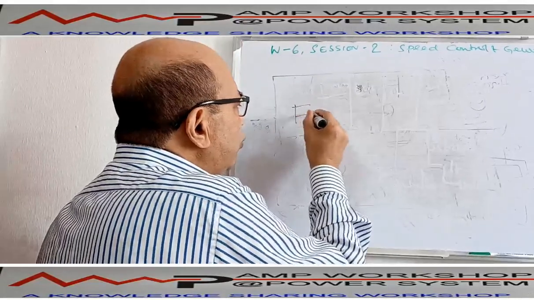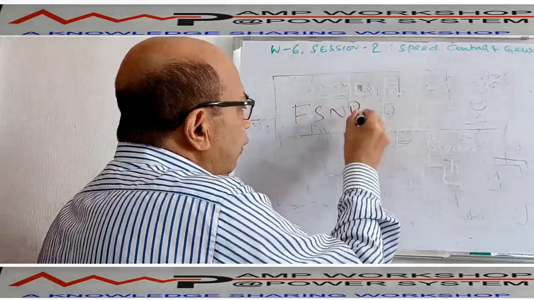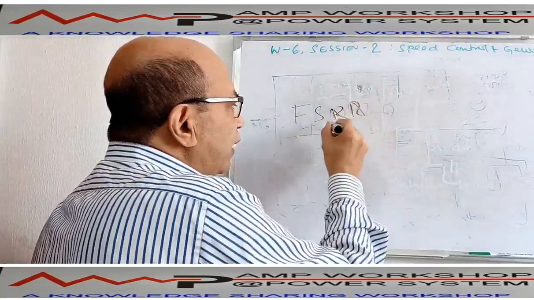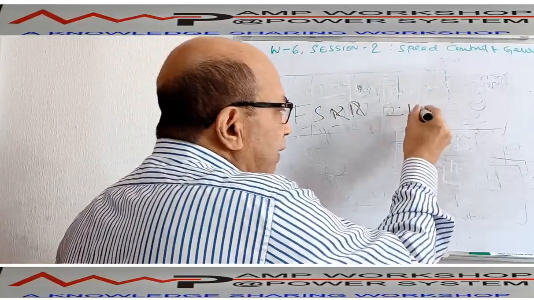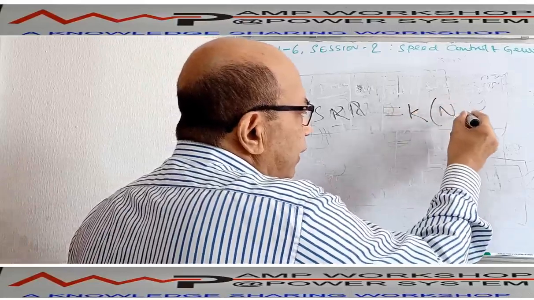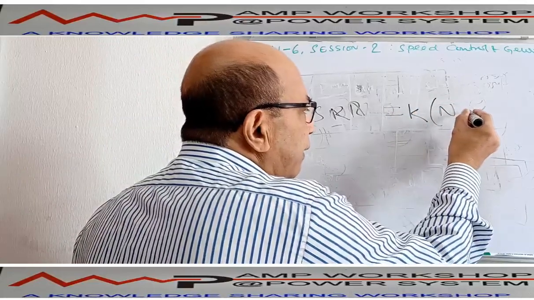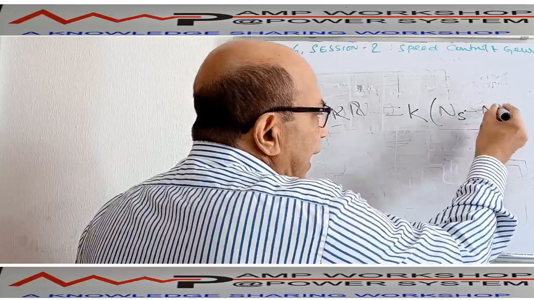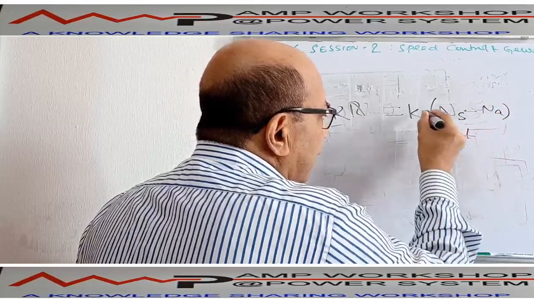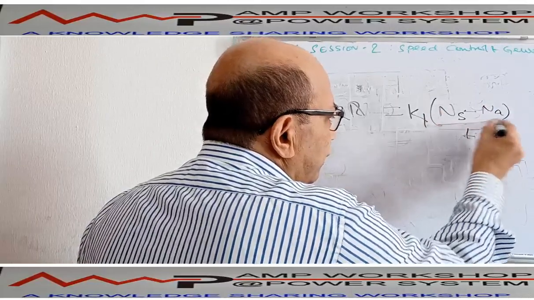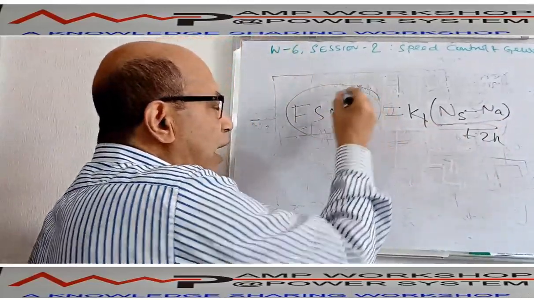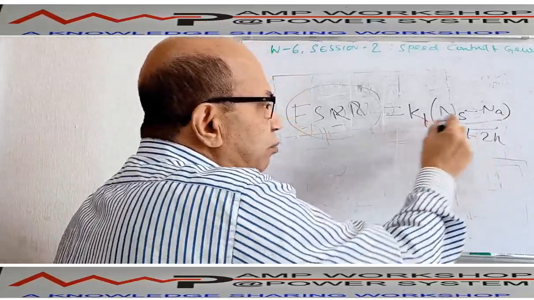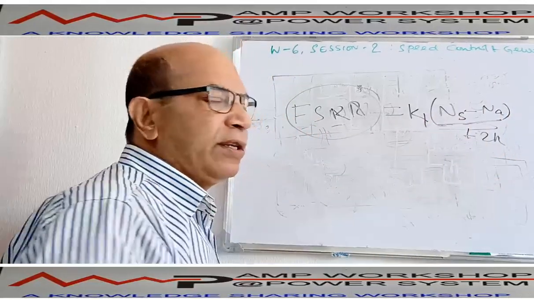This terminology we use, FSNR, is called fuel stroke reference number. That is equal to some constant times your reference speed or steady state speed minus actual speed, plus K1 plus K2. How much the fuel valve will open is guided by this equation, that is proportional to the difference of speed.